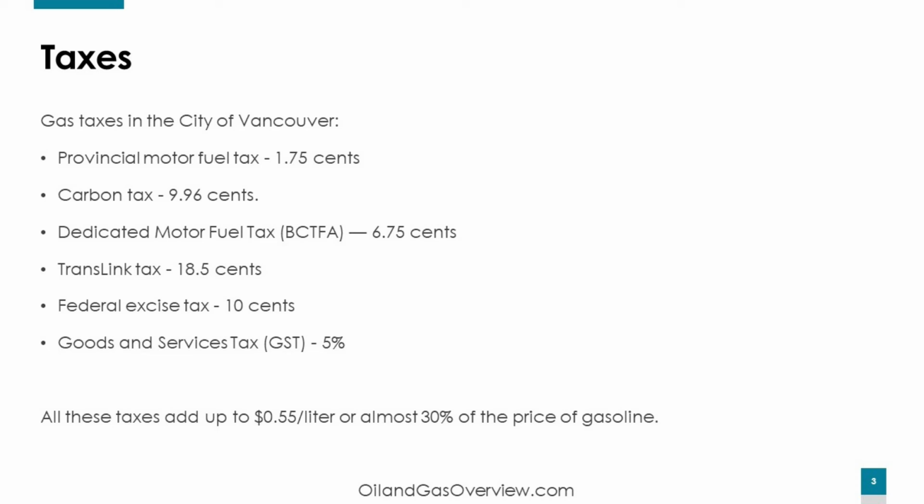Then there is dedicated motor fuel tax, TransLink tax, federal excise tax, and lastly we have a GST. All these taxes added up together are about 55 cents per liter, or make up almost 30% of the price of gasoline. And as you can see, the taxes have a significant effect on the price of gasoline.